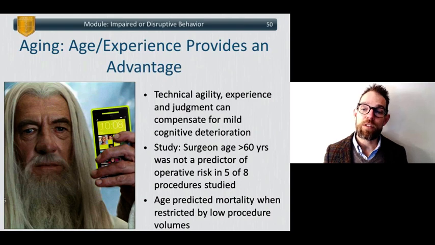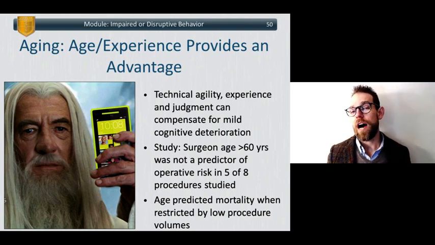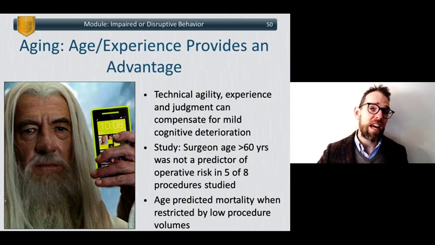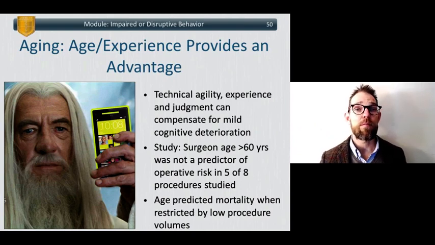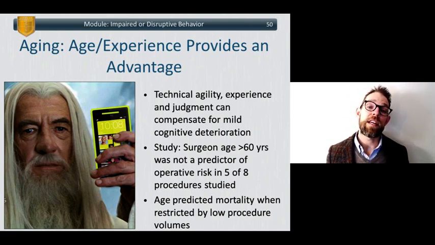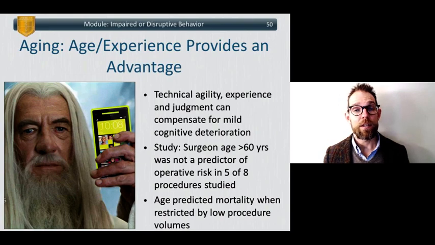One study found that with surgeons over the age of 60, age was not a predictor of operative risk in 5 of 8 procedures studied. Of the big procedures that are typically done, age greater than 60 was not a predictor of risk. The only time that risk increased is if that older physician attempted a procedure that they do very, very rarely, like a general surgery procedure that they haven't done since residency. Then the risk factor increases dramatically.